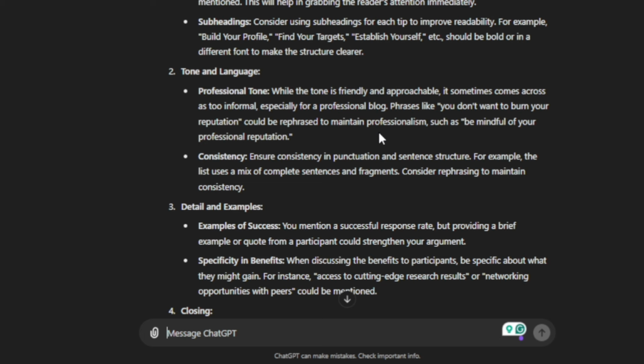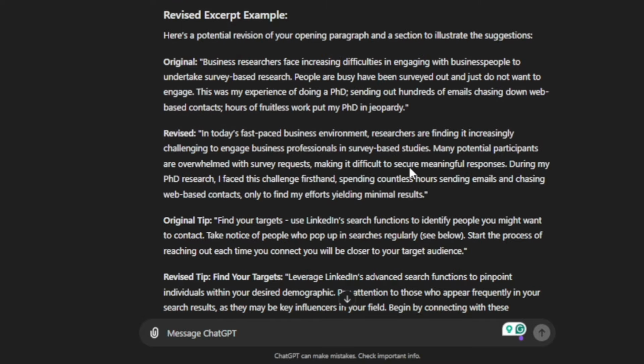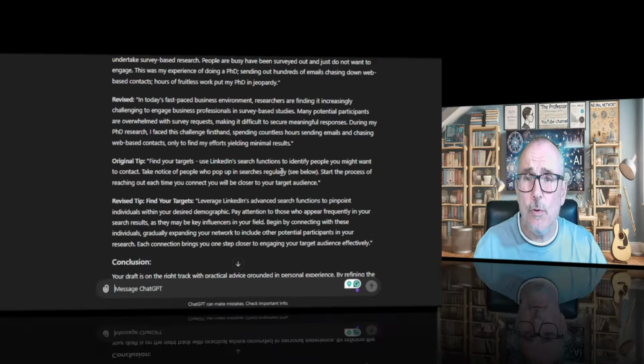Consistency: ensure it's consistent. Punctuation. Put some details and examples in there. Specify the benefits, and then a call to action. And it's even given me some potential revisions. How useful would that be when you've got a piece of work, you're not quite sure if it's finished, you can pop it into the AI and get some feedback. And what I'm not saying is get the AI to write it. Listen to the feedback, go back to your knowledge, your understanding of the concepts, and then broaden out your paper, your essay, whatever, to make sure that it's as good as it absolutely can be.